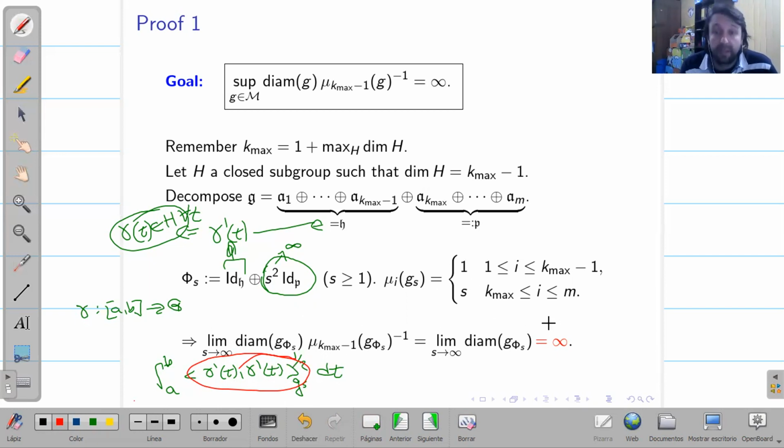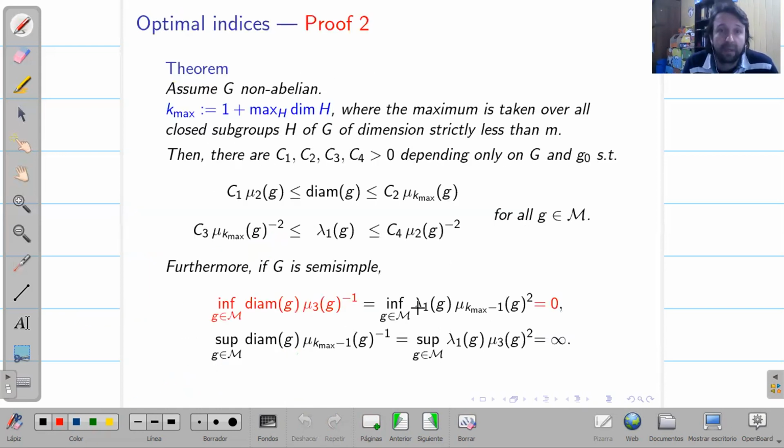So it is, as I told you, a bit technical. Let's proceed. In short, I give you again the same theorem, but I put in red the part that I want to prove, right?